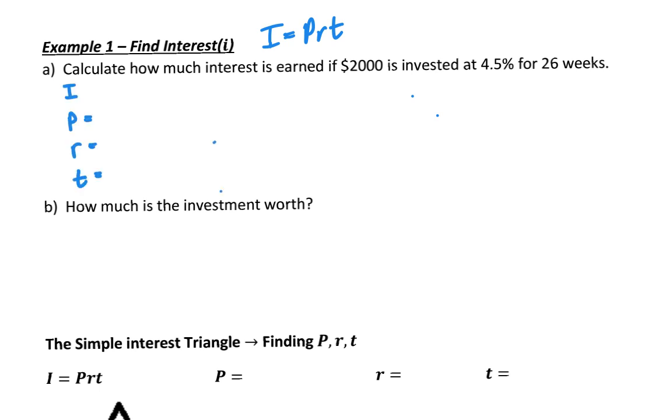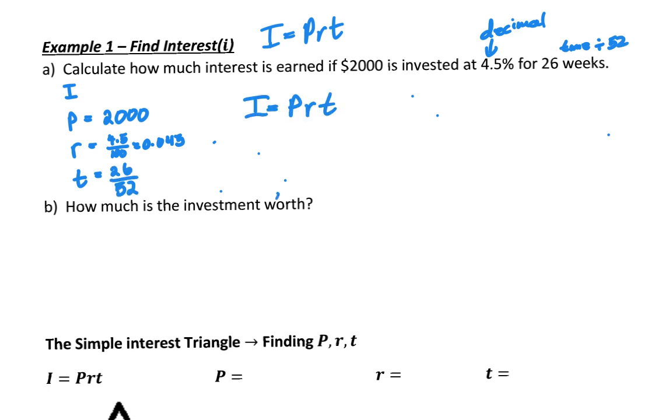Now, this problem says to calculate how much interest is earned if $2,000, which is our principal, P, is invested at 4.5%. So let's change that into a decimal. It means the rate, R, is 4.5 divided by 100, which comes out to 0.045. And our time is determined by the last part of our problem, which says that we have to do this for 26 weeks. Now we need to convert that by dividing by 52, because there are 52 weeks in a year. And so T is 26 divided by 52, which gives us 0.5.